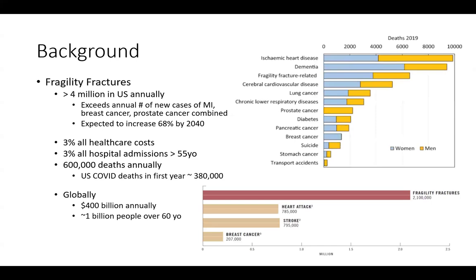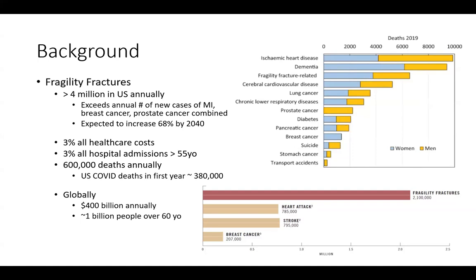All right, so let's get into some background. Fragility fractures are a real health issue facing our aging population. There's over 4 million new fragility fractures diagnosed annually, and this number exceeds the amount of new cases of MI, breast cancer, and prostate cancer combined. It makes up a large percentage of the healthcare cost and healthcare burden, results in about 600,000 deaths annually in the US. And for context, the entire world was shut down for COVID, and that killed about 380,000 people in the first year in 2020 here in the US.